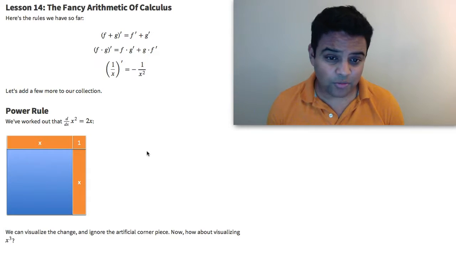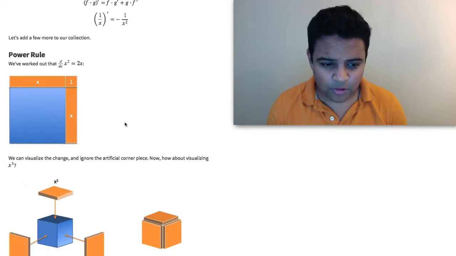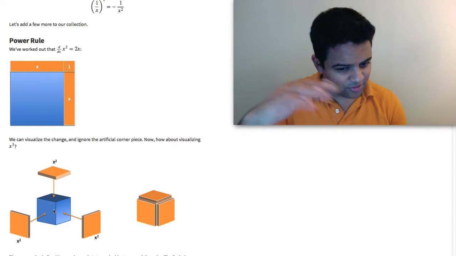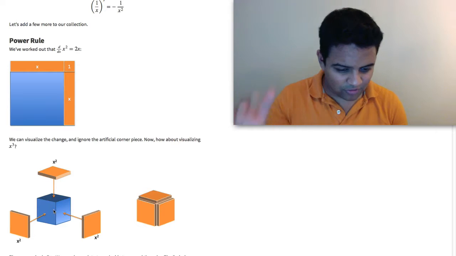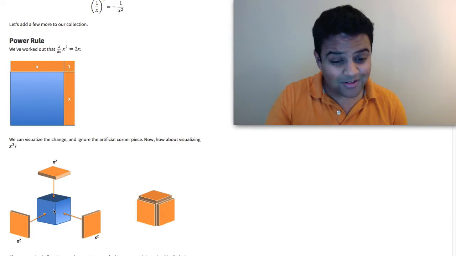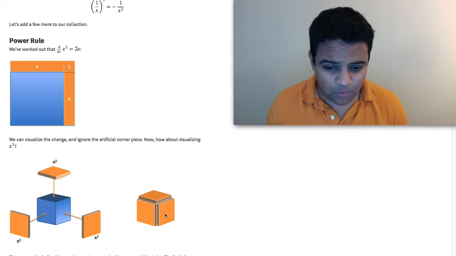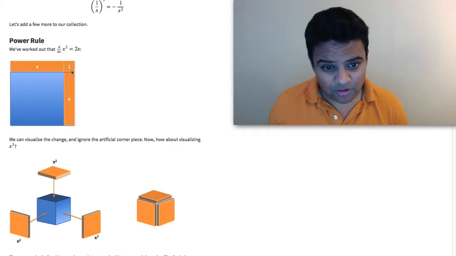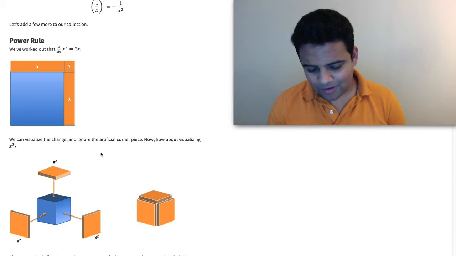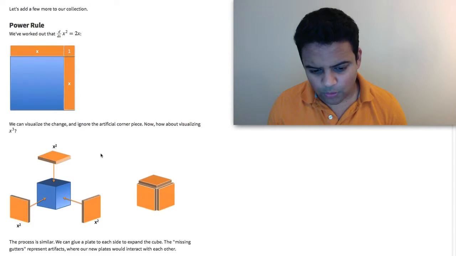How about x cubed? Well, we can visualize it in a similar way, right? We have a cube and we're adding plates to the side. So we have three sides, or x times x times x, so we have three dimensions, and we add a plate to each side and thicken it up. And we get this boxy shape. And again, the gutters are similar. It's things that are interactions between the plates and we want to ignore them.